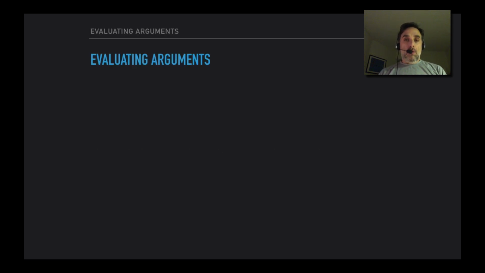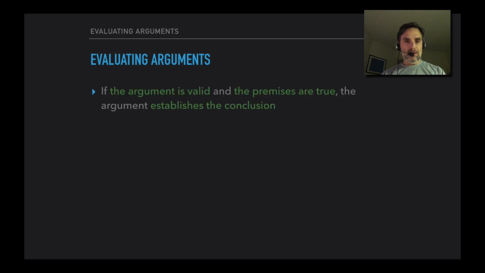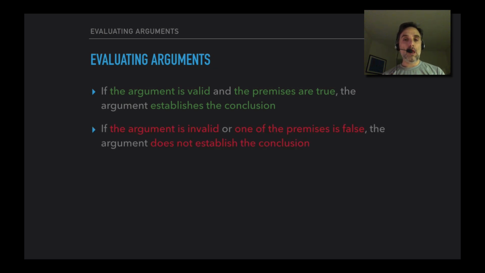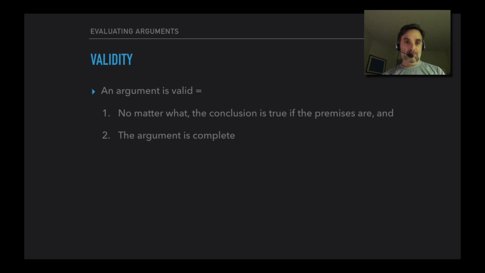So, what we saw in the last unit, when talking about Paley's argument, was we decided that if an argument is valid and its premises are true, then the argument establishes the conclusion, because an argument like that is guaranteed to have a true conclusion, and obviously so. If the argument is invalid, or if one of the premises is false, then the argument does not establish the conclusion. So, just remember we have this terminology, valid. We say that an argument is valid means no matter what, the conclusion is true if the premises are true, and the argument is complete, no premises are left out. Okay, that sort of intuitive notion.